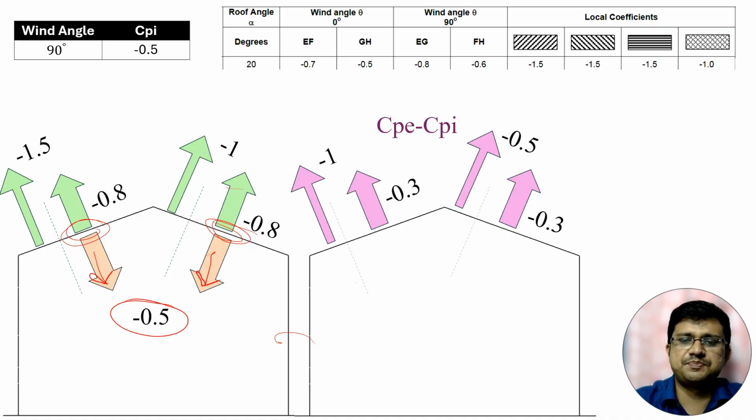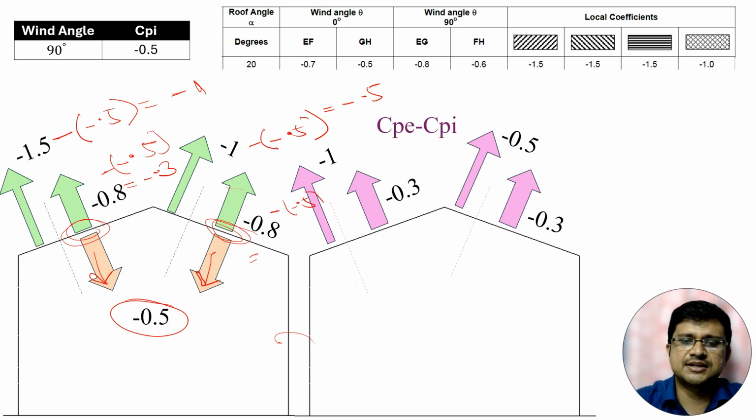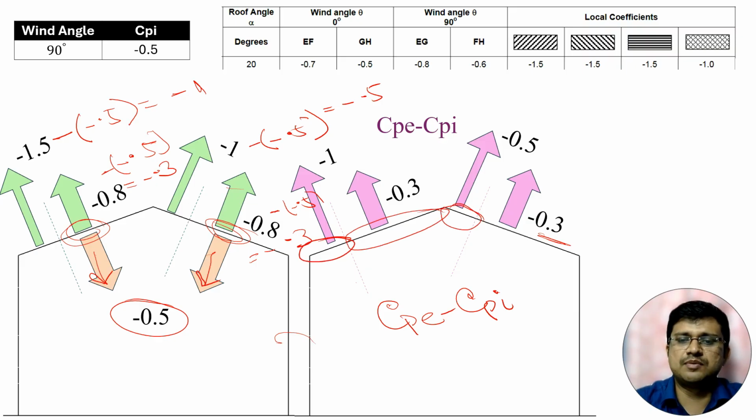So CP minus CPI will be like this. Here it will be minus 1.5 minus 0.5, so minus 1. Minus 0.8 minus 0.5, so minus 0.3. Minus 1 minus 0.5, so it will be minus 0.5. And here minus 0.8 minus 0.5, so it will be minus 0.3. So this is the value of CP minus CPI. This local value we have to consider up to 4 meter. Rest we have to consider minus 0.3. Here local value we have to consider minus 0.5. After that we have to consider minus 0.3.